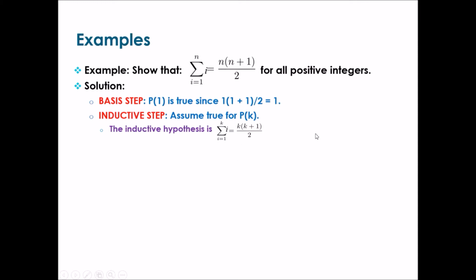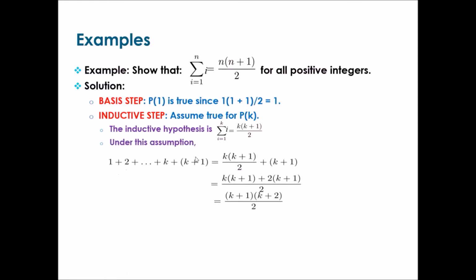Now what is P(k plus 1)? Actually we have to prove that the sum of i from 1 to k plus 1 is equal to (k plus 1) times (k plus 1 plus 1) divided by 2. So let's see how it works under the assumption.